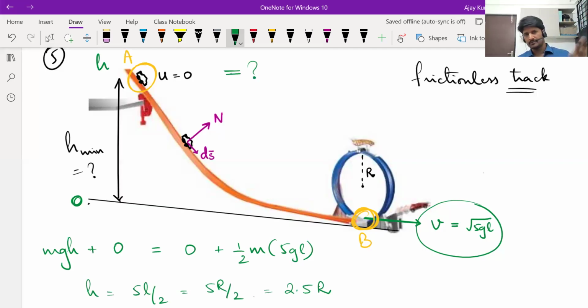If you release it from that height, in an ideal case, means in a frictionless case, the car will be able to complete the loop.